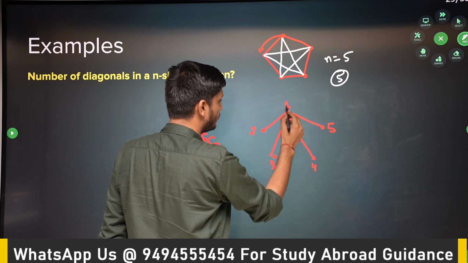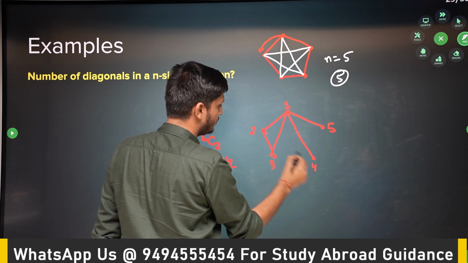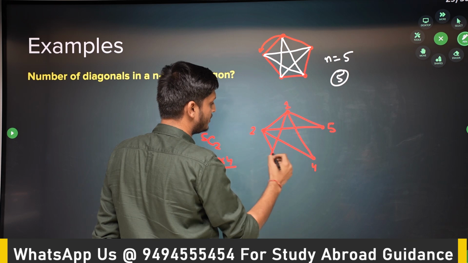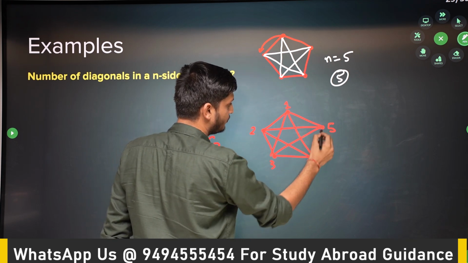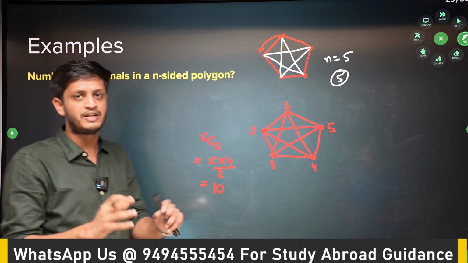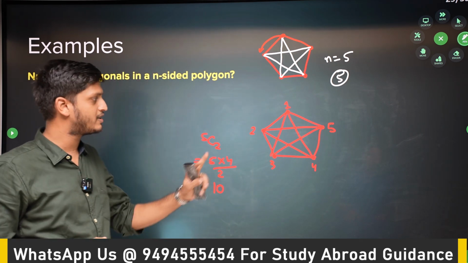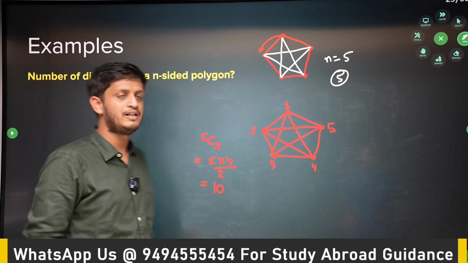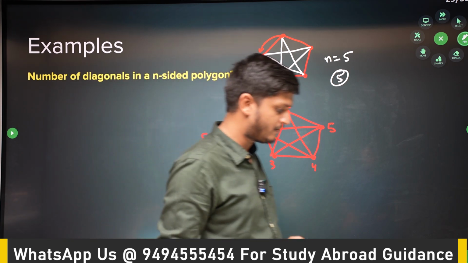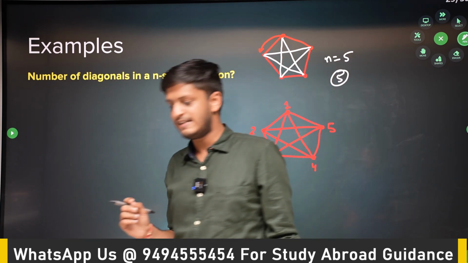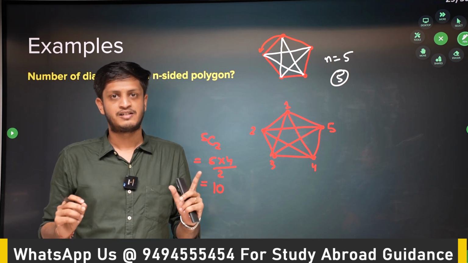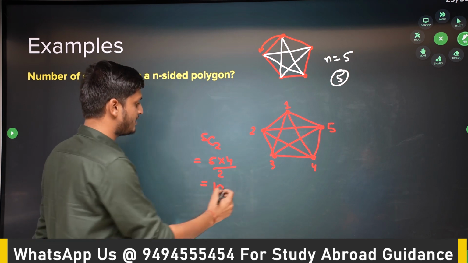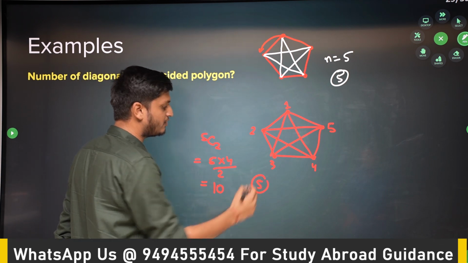1 with 5, 2 with 1, 2 with 3, 2 with 4, 2 with 5, 3 with 1, 3 with 2, 3 with 4, 3 with 5, 4 with 1, 4 with 2, 4 with 3, and 4 with 5. Okay, so there are 10 possible combinations of 2 points out of 5 points. So these are 10 different lines which I draw. But out of these 10 lines, 5 lines are actually sides of the polygon, not diagonals.